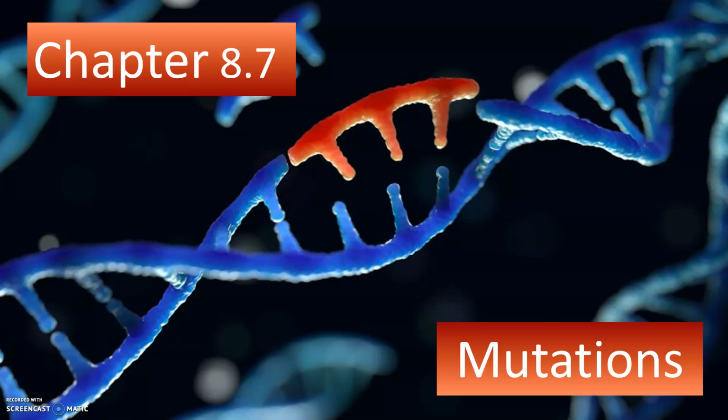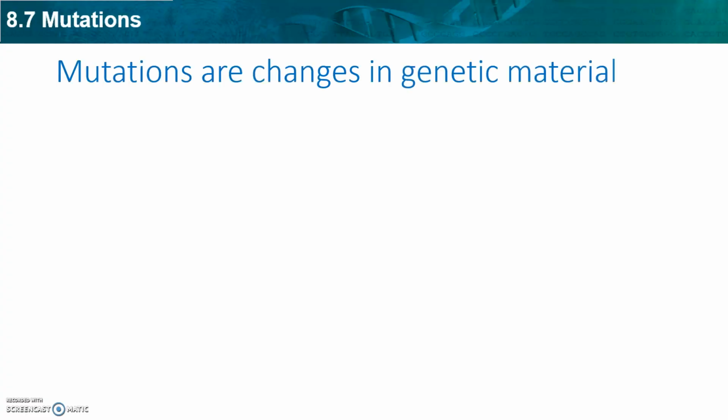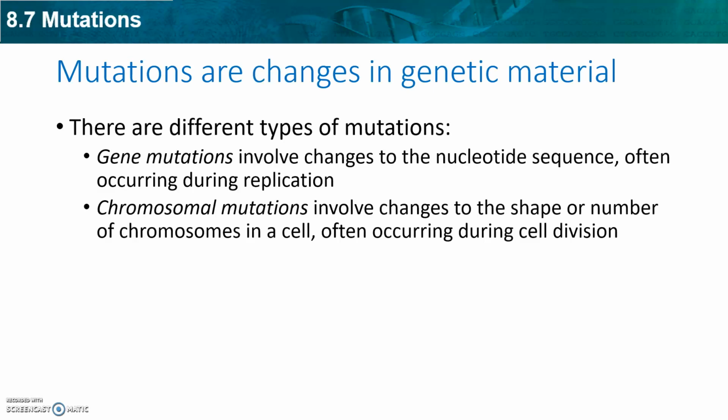Today we're talking about Chapter 8, Section 7, and this is the topic of mutations. Mutations are any type of change in the genetic material of a cell, and there's really two categories that we're concerned with. The first one is called gene mutations because that involves an actual change to the nucleotide sequence. This could be a change to the DNA in a cell, or it could be an error that happens during transcription where the incorrect mRNA is made from a piece of DNA.